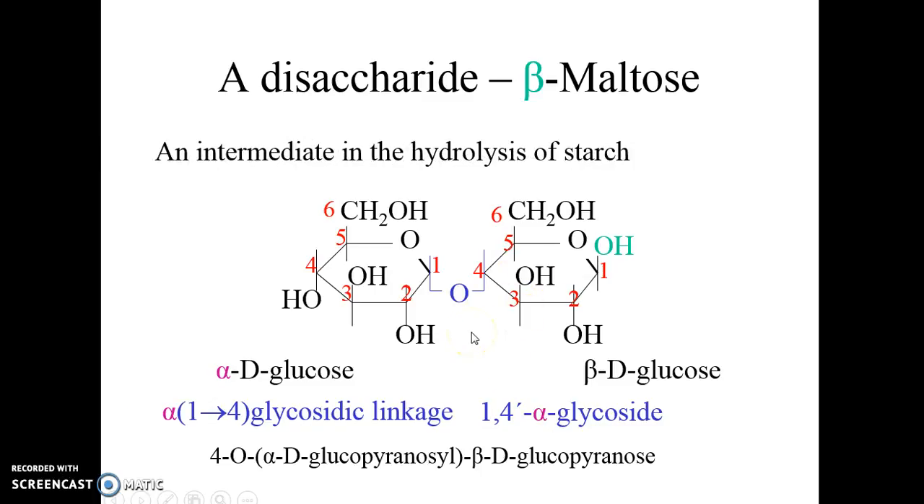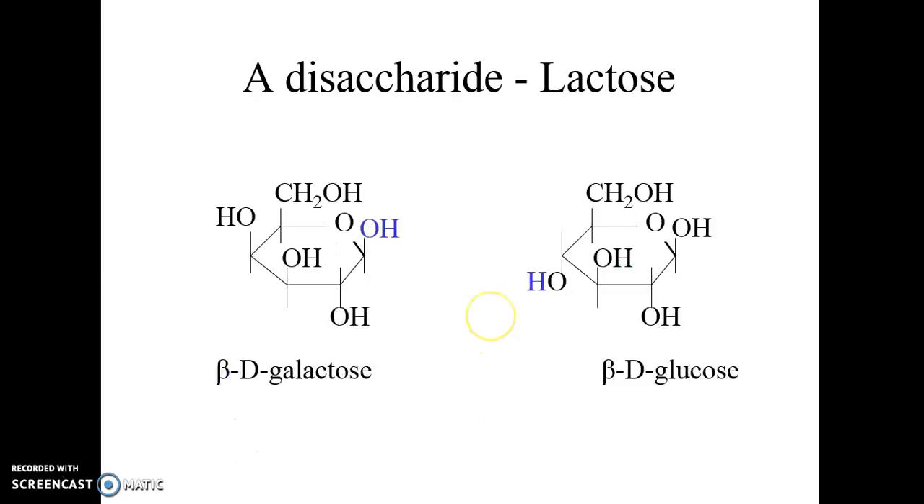Maltose is an intermediate in the hydrolysis of starch, because starch is basically made up of glucose molecules that have been attached to each other.